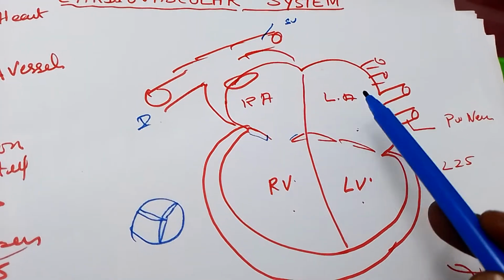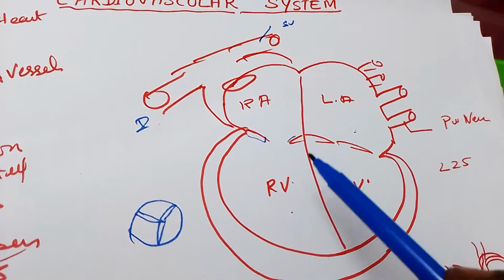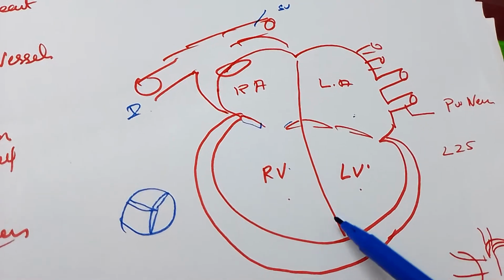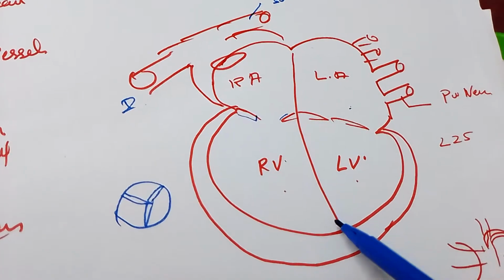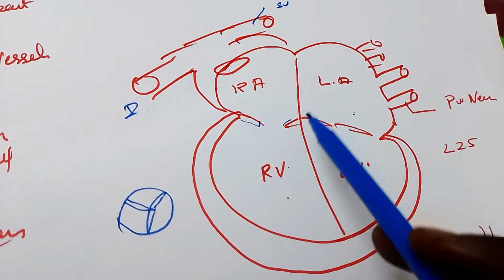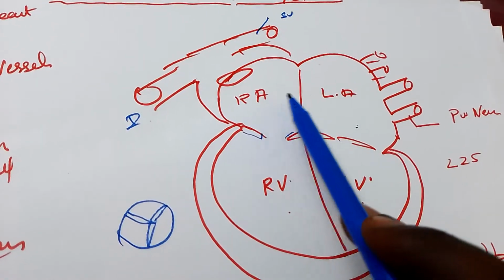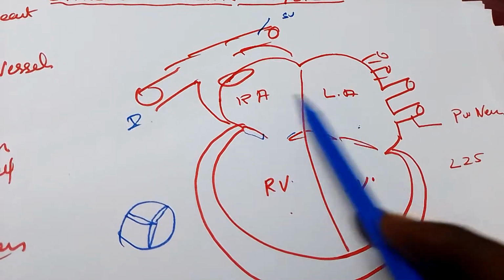Then there is the left side of the heart. So how is the blood going? There is a separation, and this is called the septum. This is called the septum. Between the right and left atria it is called the interatrial septum.